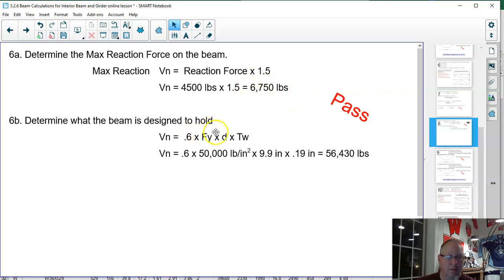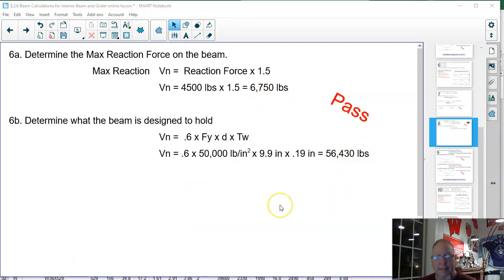Using numbers about the design of the beam, I'm calculating the maximum this beam can hold. So this is the steel it's made from. This is the height of the beam. This is the thickness of the beam. And I'm going to decrease all that by 60%, and I get this. This is easily a pass because this beam is designed to hold 10 times more than what I'm ever going to put on it.